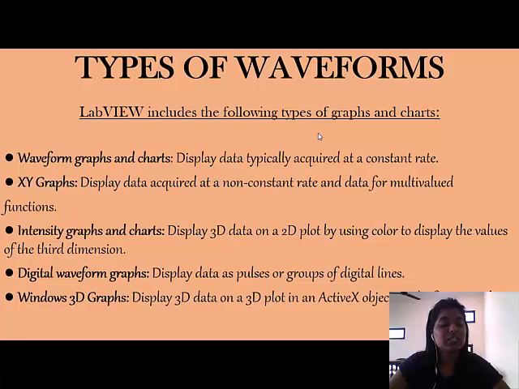The second one is XY graphs. In this we can have a non-constant rate of data, and we can also plot multi-valued functions. Then the intensity graphs and charts. Here you can plot 3D data on a 2D platform, and you have various color palettes. We'll see this in detail. Then the fourth one, digital waveform graphs. Your data is displayed in a digital format like a pulse form. Then the Windows 3D graphs, where you can see 3D data in a graphical sense. So these are the five types of waveforms which we are going to see.